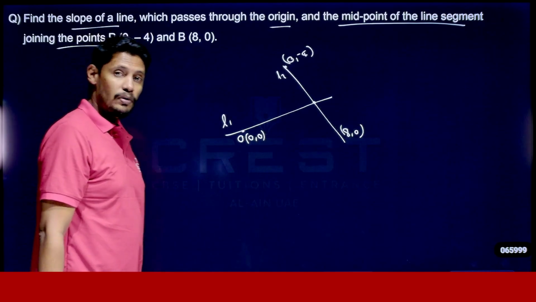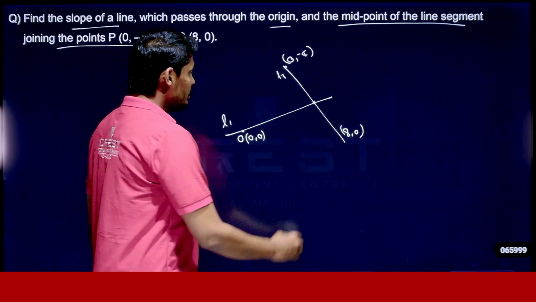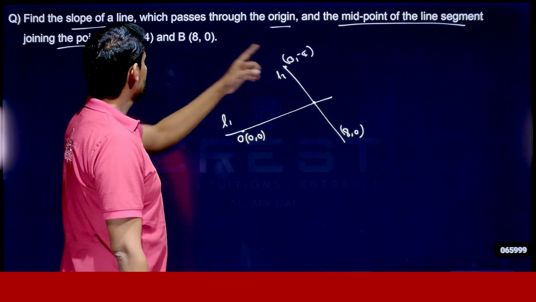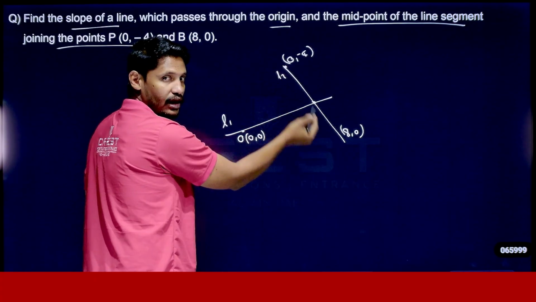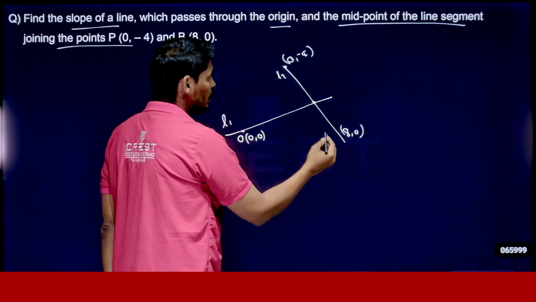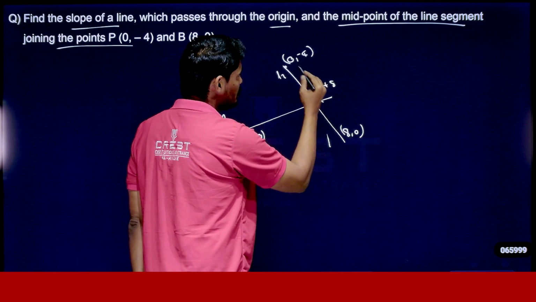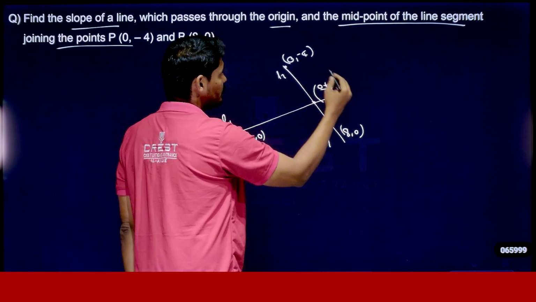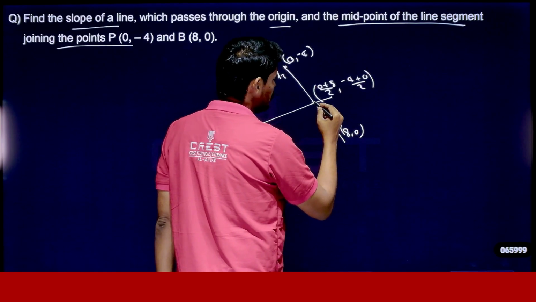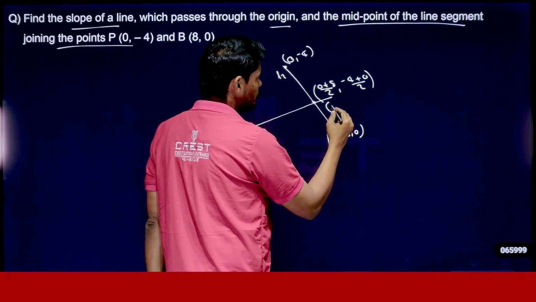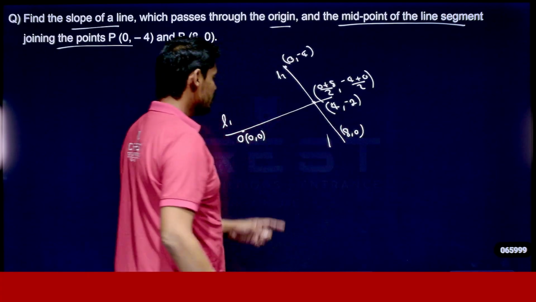To find the slope of L1, we need 2 points, 2 coordinates, but we have only 1 coordinate. But here it is given that this line passes through the midpoint of the other line, so we can use the midpoint formula: (0 plus 8) divided by 2, and (minus 4 plus 0) divided by 2. So this point will be 8 by 2, that is 4, and minus 4 by 2, that is minus 2. Now you have two coordinates.